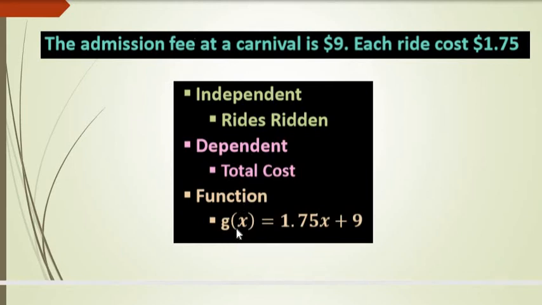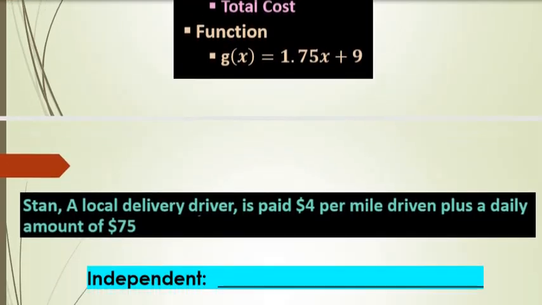This g of x, you can have any letter of the alphabet. It doesn't matter right here, as long as the x, whatever letter you use right here, matches this. So now g of x equals 1.75 times x plus 9. So we have started out with $9, and each ride is $1.75. And this x will determine how many rides you rode, so you will substitute in that number in order to come up with how much you will pay.